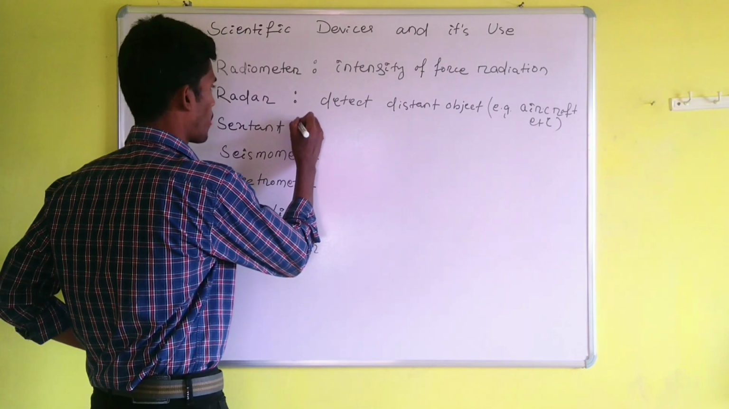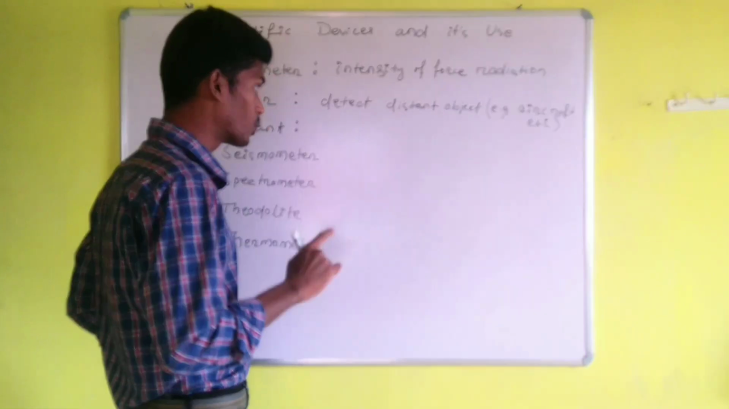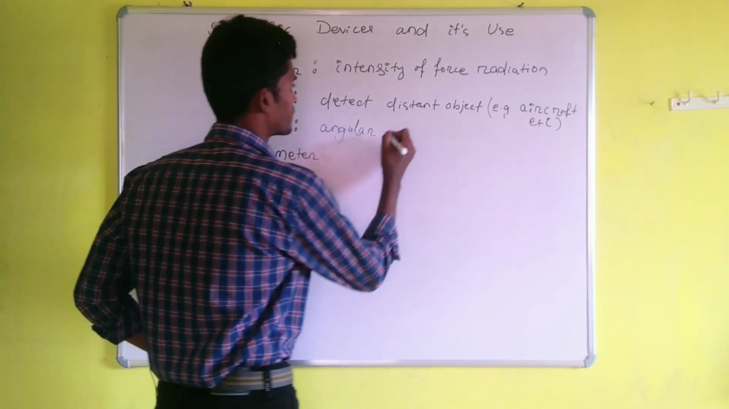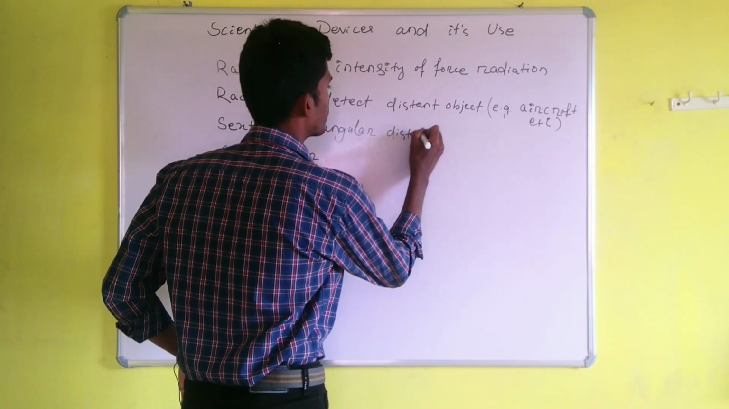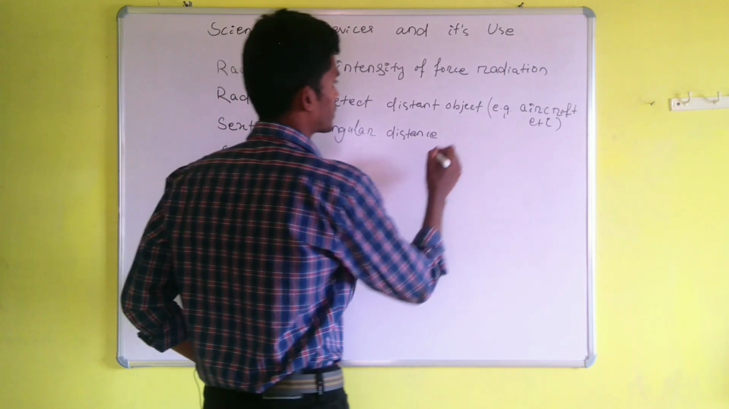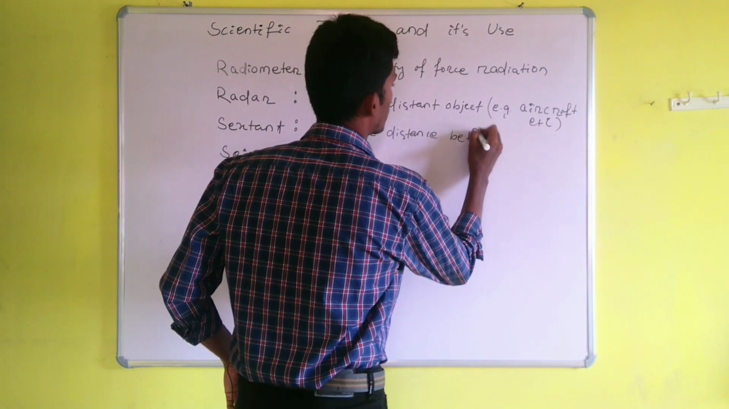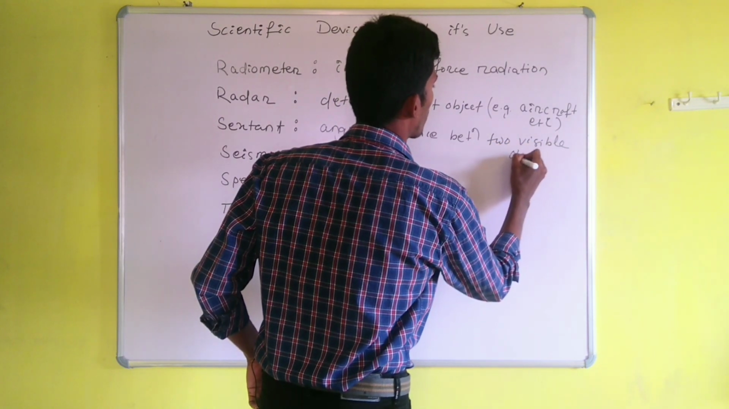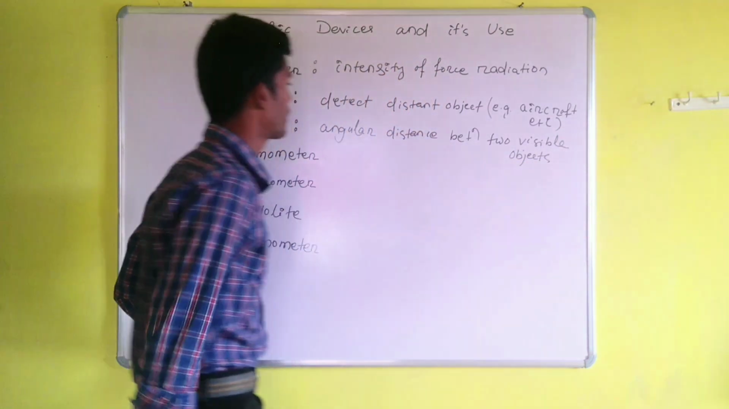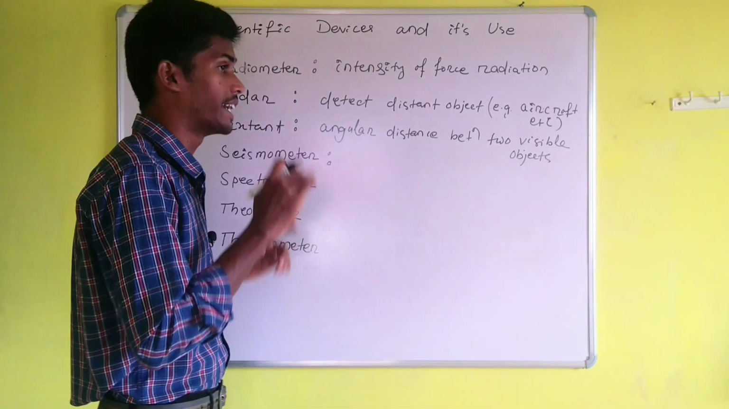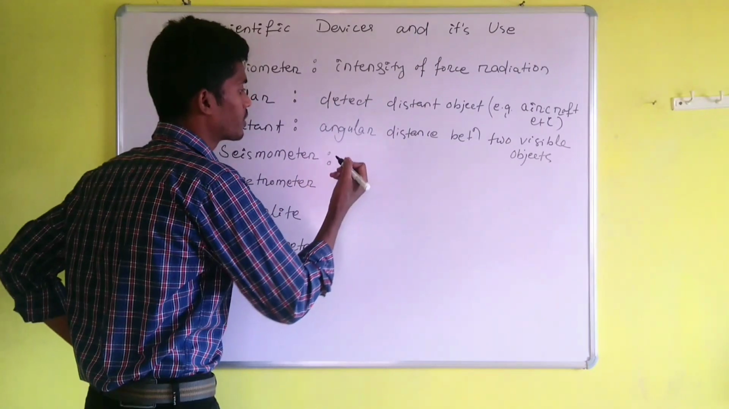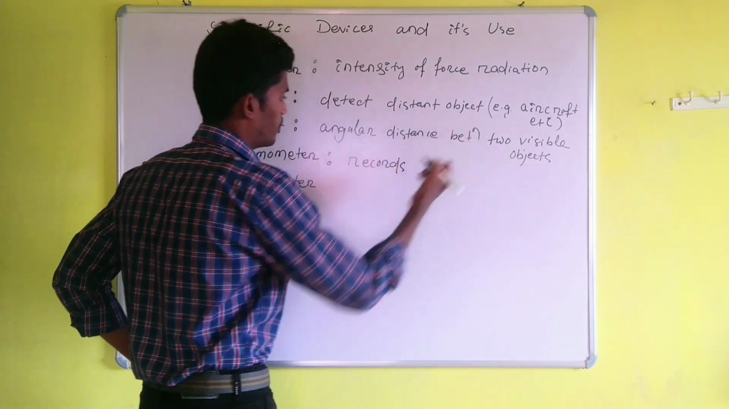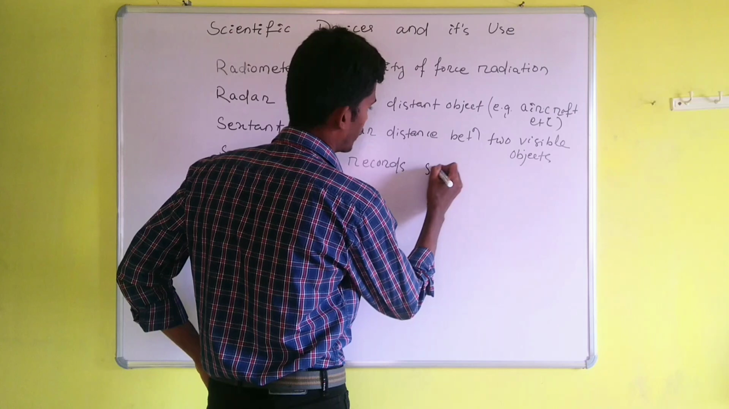Sextant is used to measure the angular distance between two visible objects. Seismometer measures and records seismic waves.